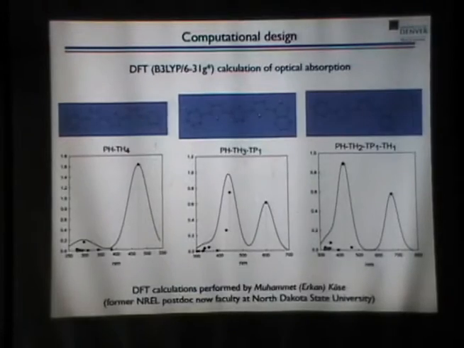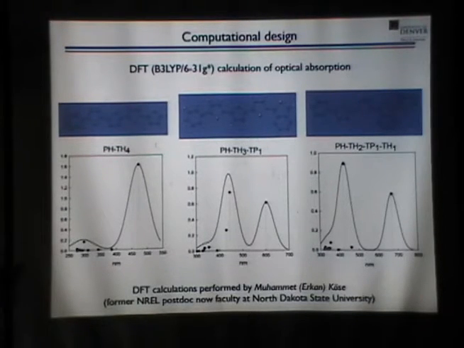Okay, so I want to finish up this section and talk about computational design. How do we predict what this band gap is going to be? So we can go to density functional theory, and if we choose an appropriate level of calculation, an appropriate functional, and a common one is called B3LYP, Becke 3-parameter Lee-Yang-Parr. And the basis function, for instance, could be 6-31G star. This is a fairly detailed level of calculation.